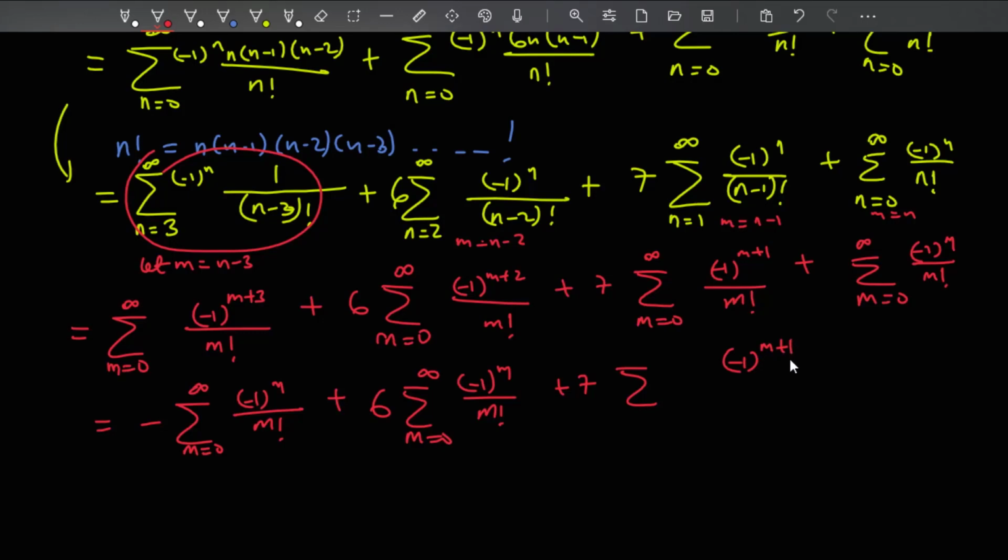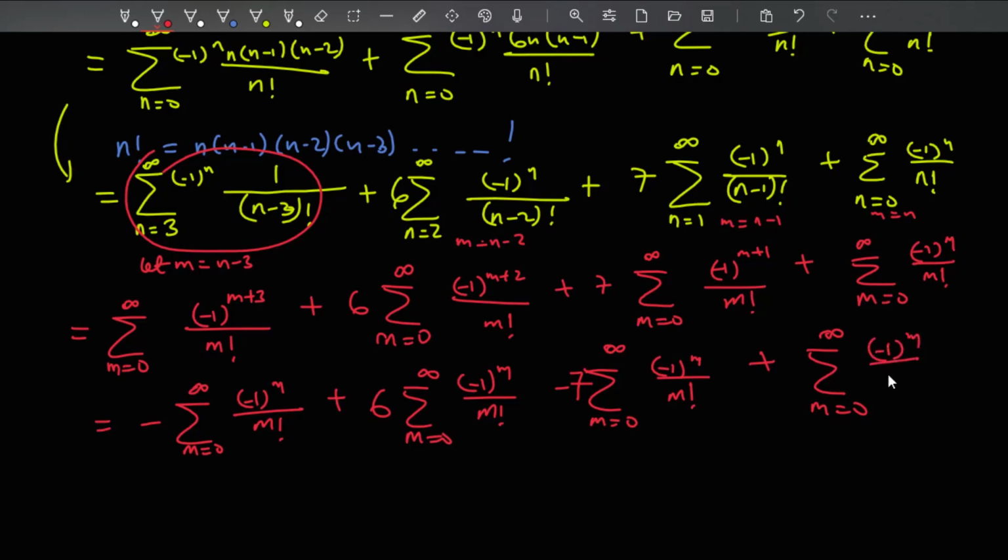So I'll have plus 7 times the summation. As you can see, this is negative 1 to the power m plus 1, which is negative 1 to the power m times negative 1 to the power 1, which is a negative. So I'll have a negative right here. There we go: from m equals 0 to infinity of negative 1 to the power m over m!, there's 7 there, plus the summation from m equals 0 to infinity of negative 1 to the power m over m!.